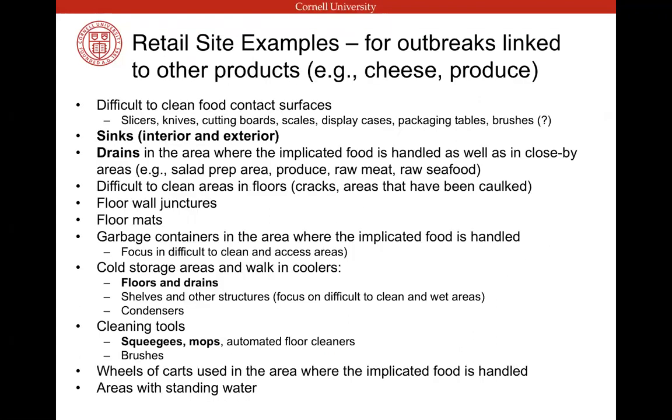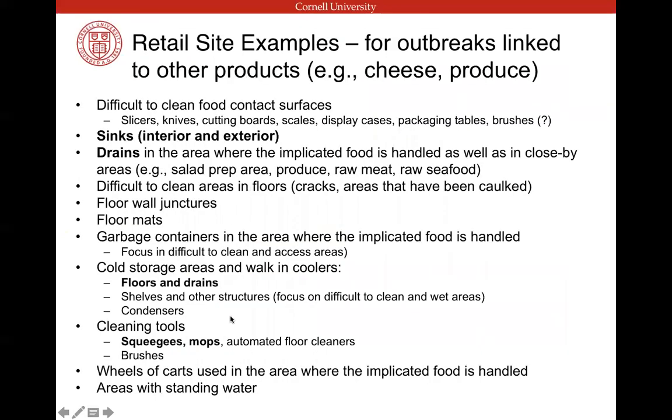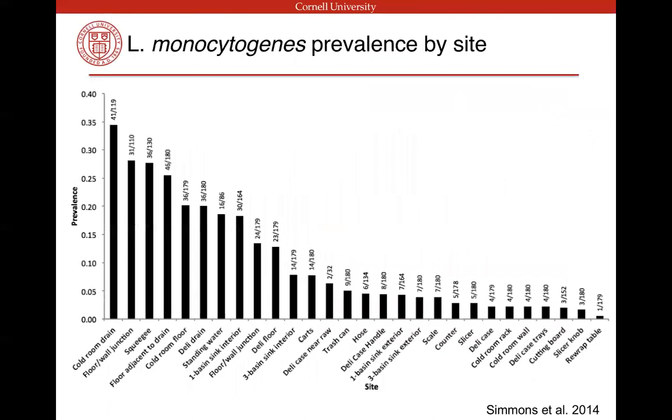For retail sites that are not deli, like cheese and produce, so for example on this map there's other sections that you might want to check for Listeria. Again, you're looking at sinks, drains, floors, squeegees, the same sort of ideas and the same approach.